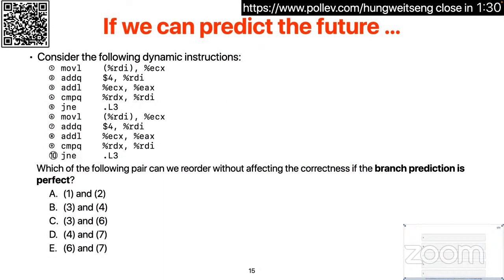The fact is that if we can reorder the execution order of our instructions, we should be able to get performance, and we see a lot of them could be reordered from our previous example. But let's calm down and imagine that right now you have unlimited ALUs and complete freedom to reorder your instructions. Then which of the following pairs can we reorder without affecting the correctness?